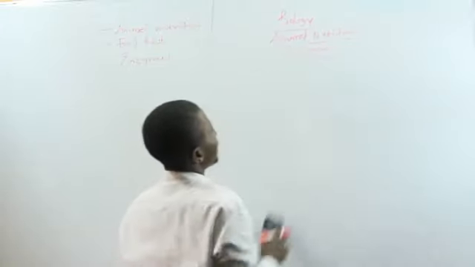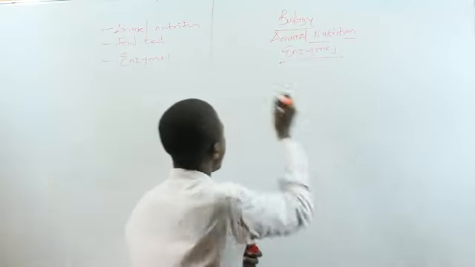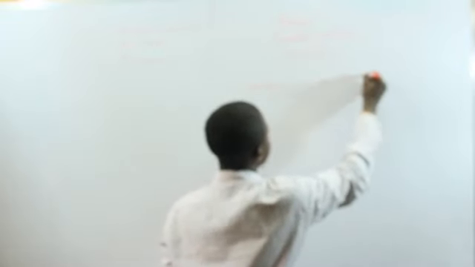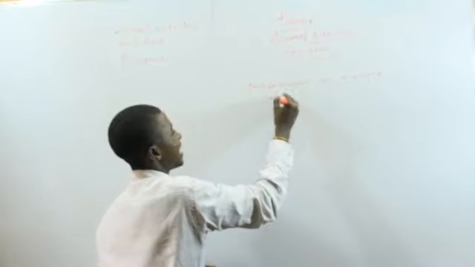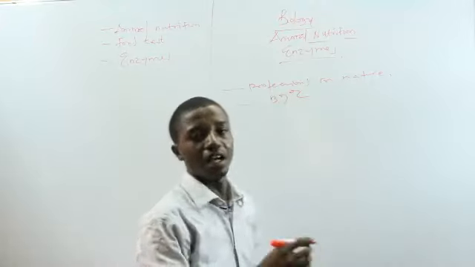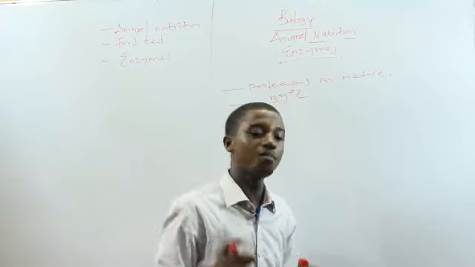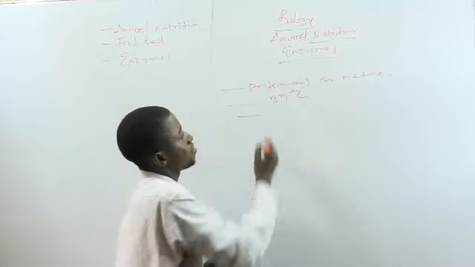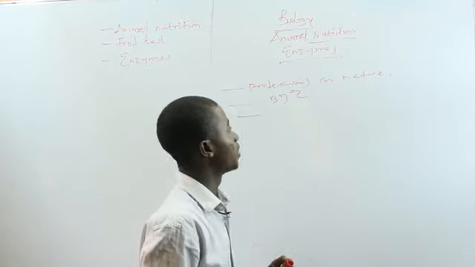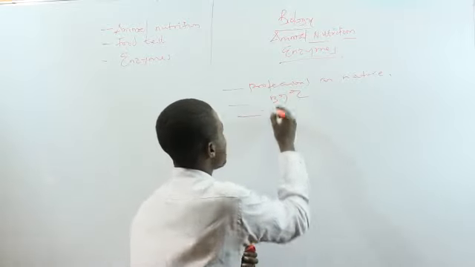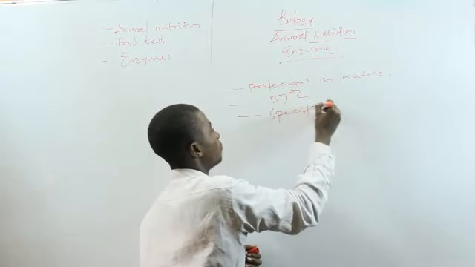And so now, what are the characteristics of enzymes? Enzymes are proteinous in nature. Enzymes work best at 37 degrees Celsius. Now 37 degrees Celsius is the normal human body temperature, so it is optimum for them. Enzymes are specific in nature.